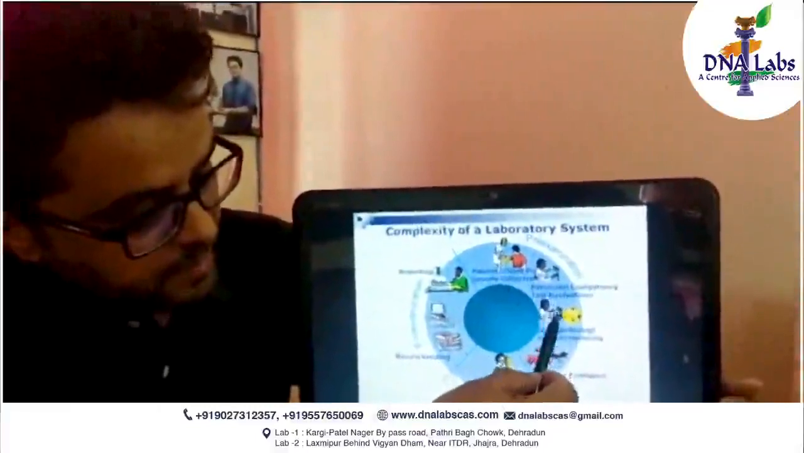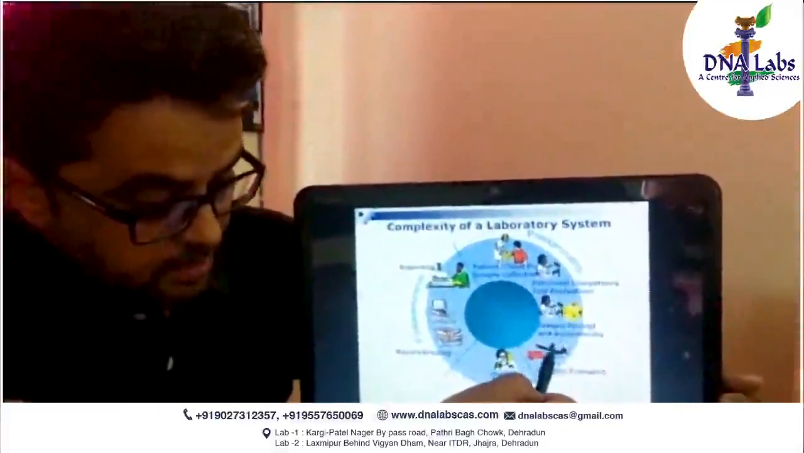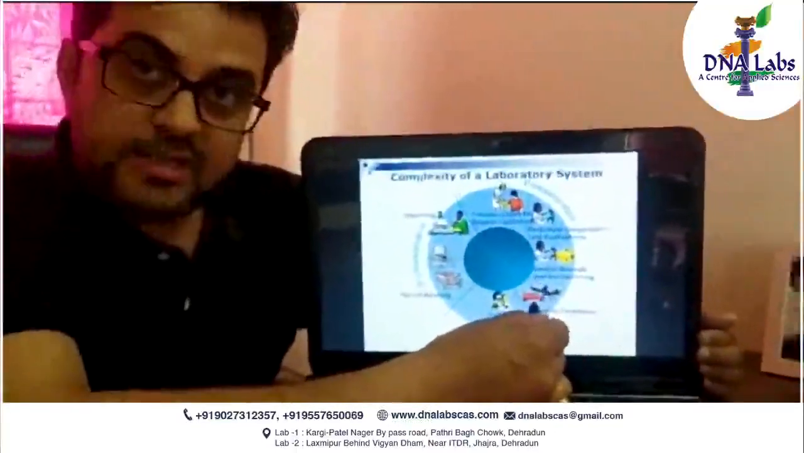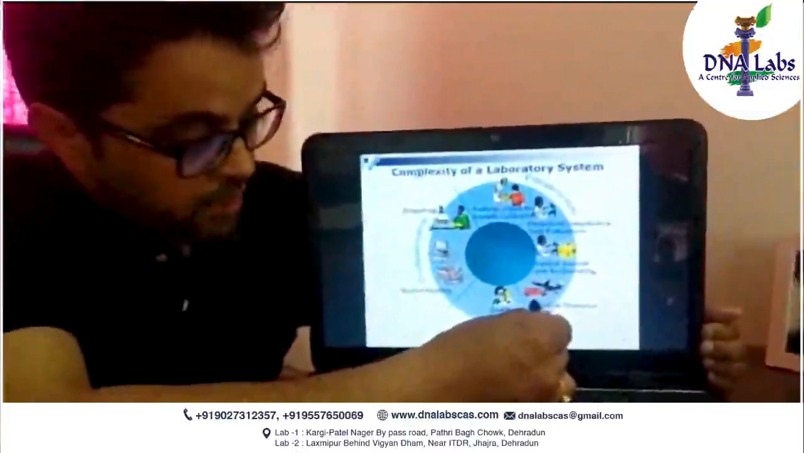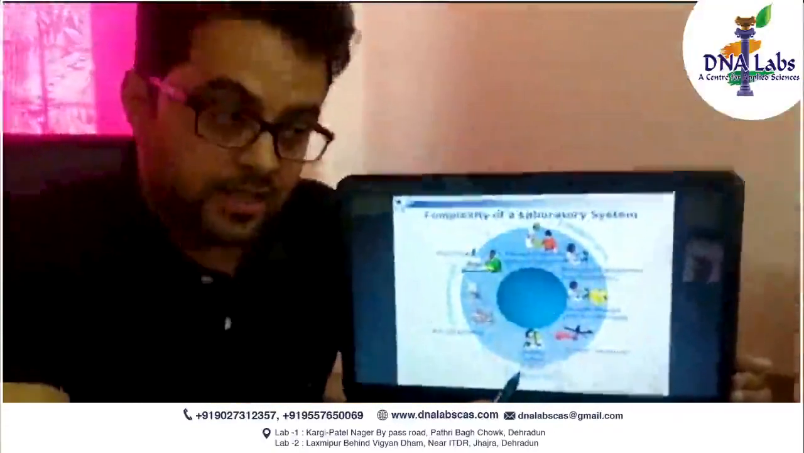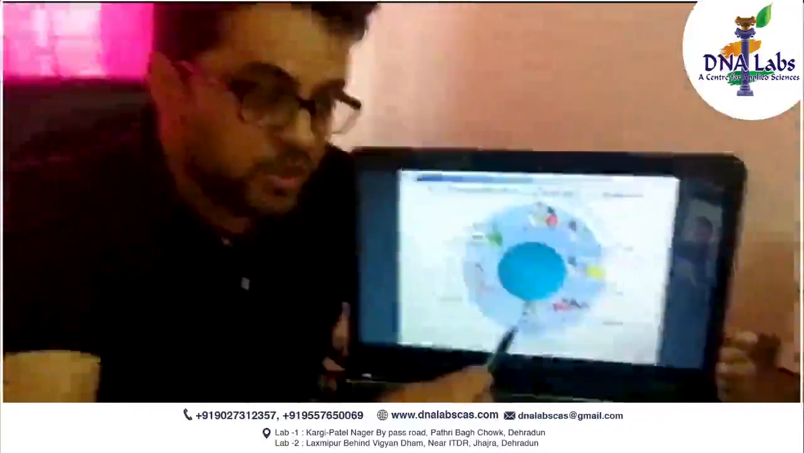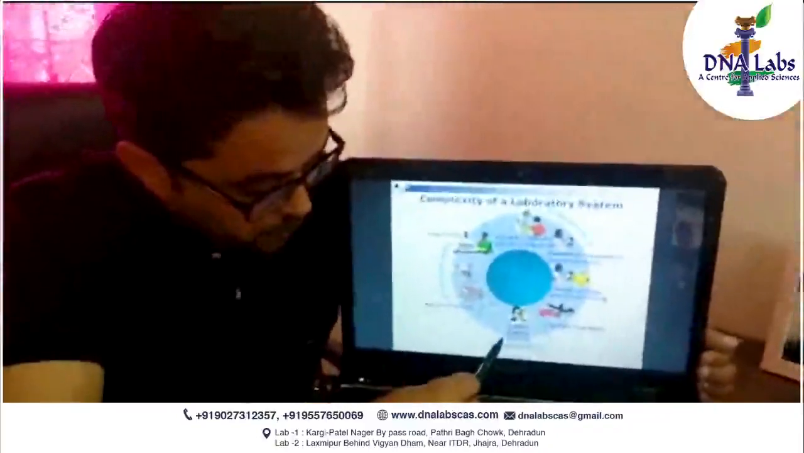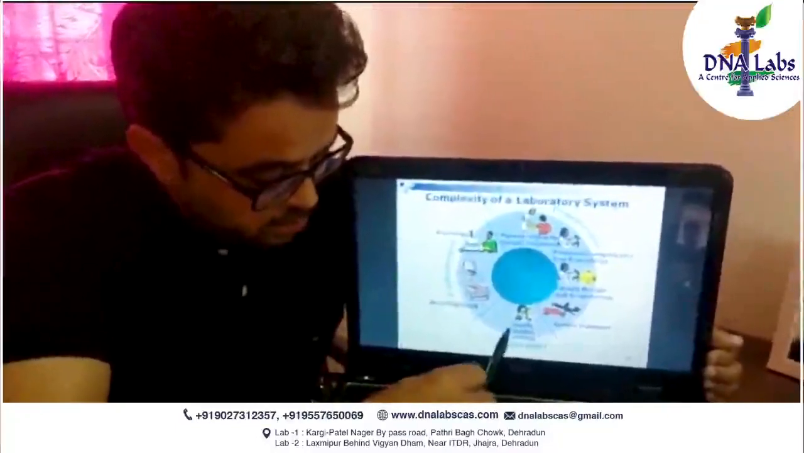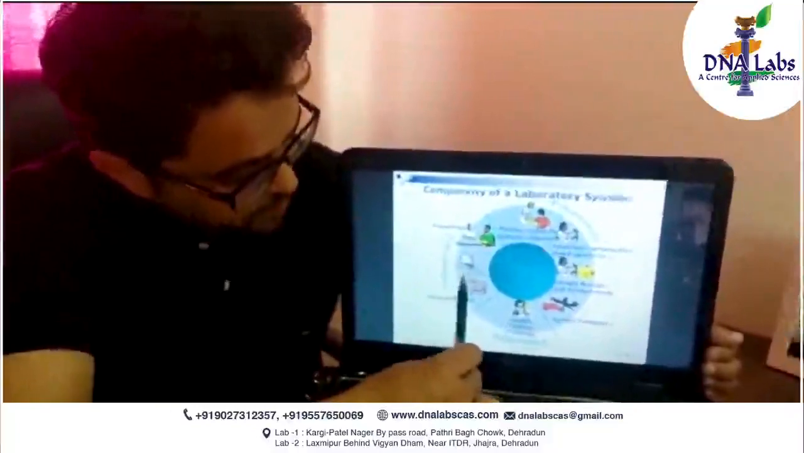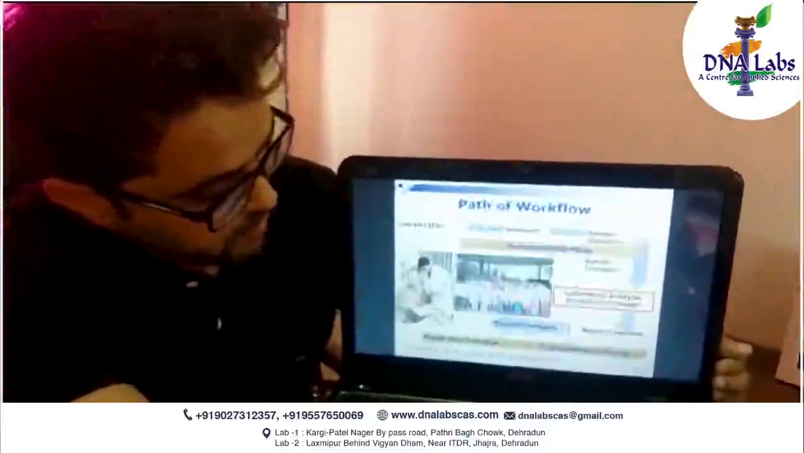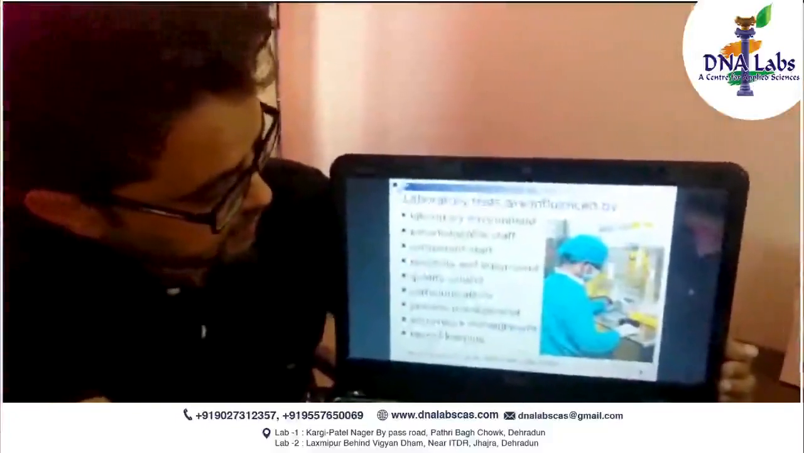Then entry of the samples, then sending the samples to the exact laboratory, how you are maintaining the cooling chain, how you are transporting the samples, and what procedures you have to take care of while transporting. Then quality control testing. Here is the most important thing: most technicians have to follow the proper guidelines of biosafety management, as well as good laboratory practices. Then record profiling and then dispatching the reports. This is again very important in any laboratory.